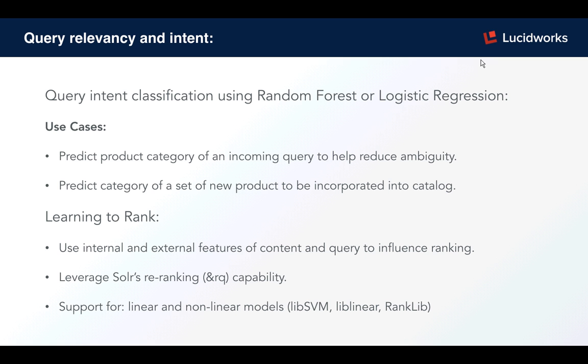The second example is at index time: we can predict the category of a set of new products that we want to incorporate into the existing catalog. Usually people have to build up this catalog list manually, but if we have a model that can do that automatically, it can largely reduce the manual work. We also incorporate the Solr learning to rank model, which can be easily incorporated in the pipeline, so that we can borrow external features such as metadata, for example the price and the sales rank, in addition to the text, to help do the re-ranking. There are several models we provide, both linear and nonlinear, for example SVM, LibLinear, or RankLib. Next slide, please.